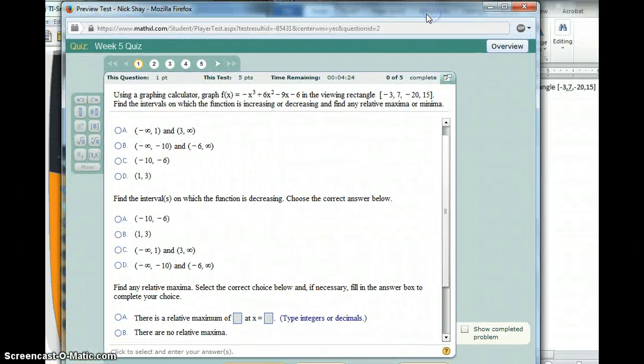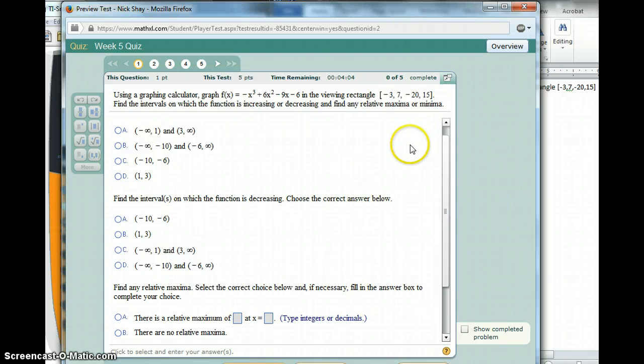this question right here. It says, using a graphing calculator, graph the function f of x is equal to negative x cubed plus 6x squared minus 9x minus 6 in the viewing rectangle, and find the intervals on which the function is increasing and decreasing, and find any relative maximums and minimums. So we've got a lot of pieces to this problem.